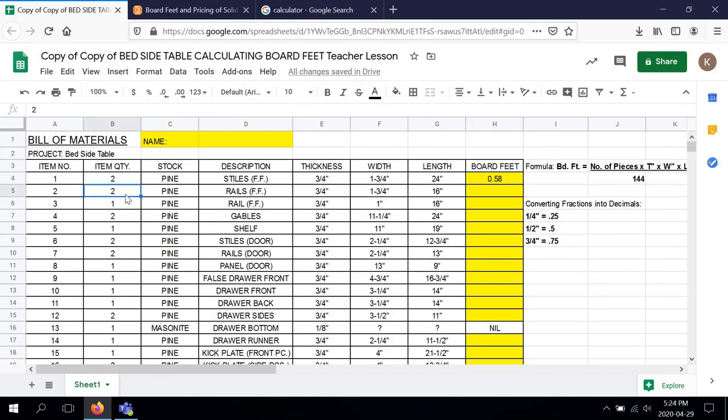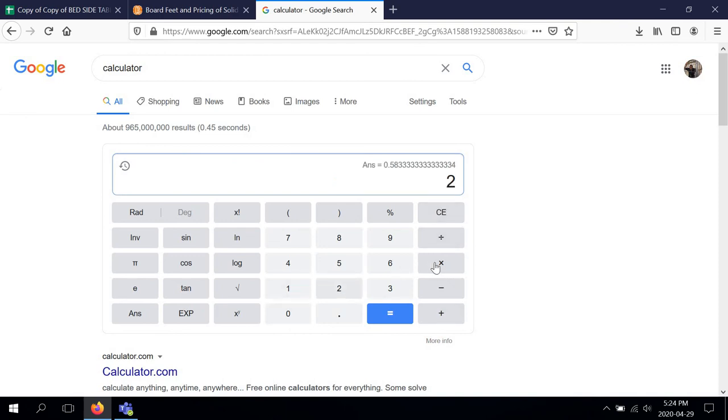The second one, item number two, number of pieces is 2 times 1 times 1.75 times 16 inches. Okay, so 2 times 1 times 1.75 times 16 equals 56 divided by 144. Okay, so this is our answer. Now remember, we're only taking these two decimal places. We do see an 8 on repeat, but ignore this and do not take this value and change it to 9. Like, don't round up.